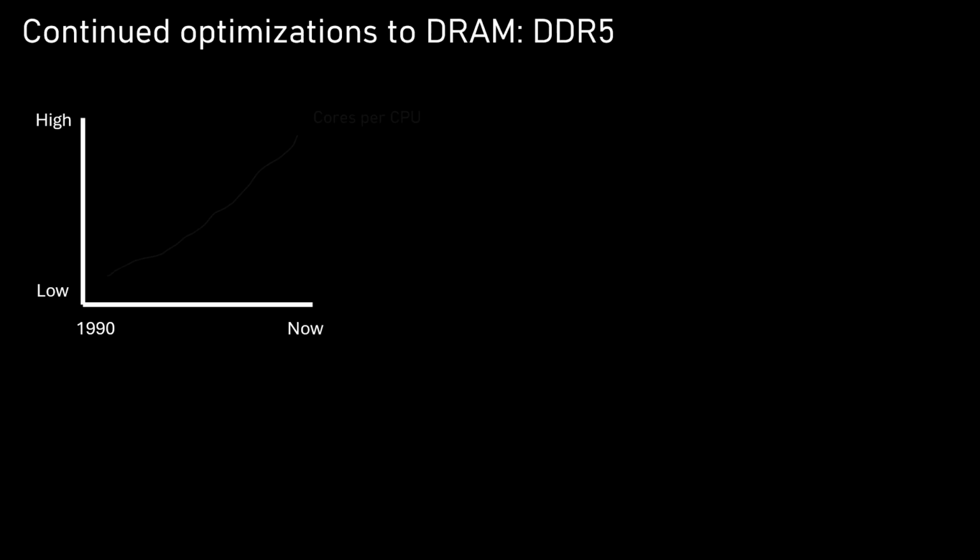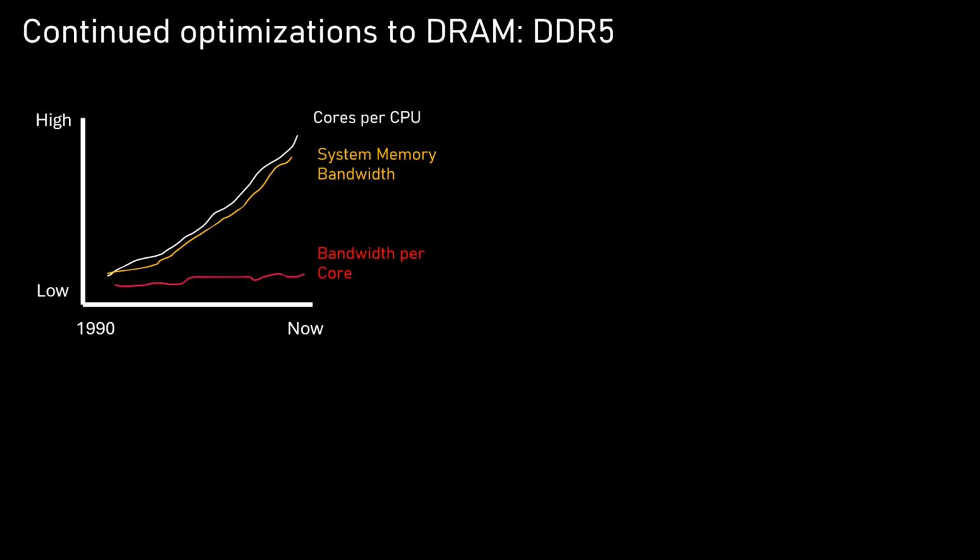In recent years, the core count on CPUs has increased almost exponentially. While modern memory system technology has successfully provided bandwidth to these additional cores, enabling multi-core CPUs to achieve greater computing power, the bandwidth per core has remained relatively constant.